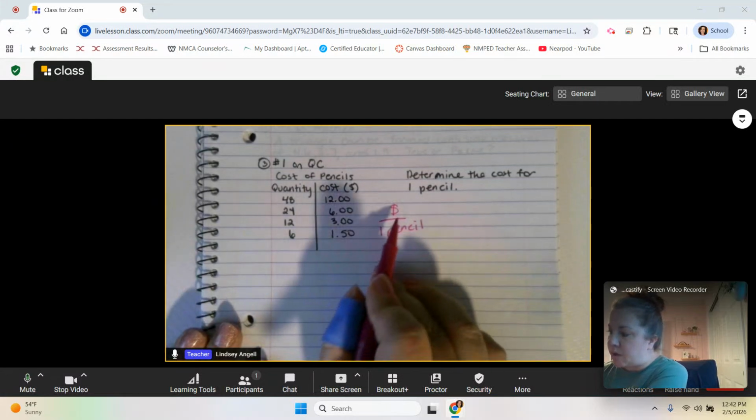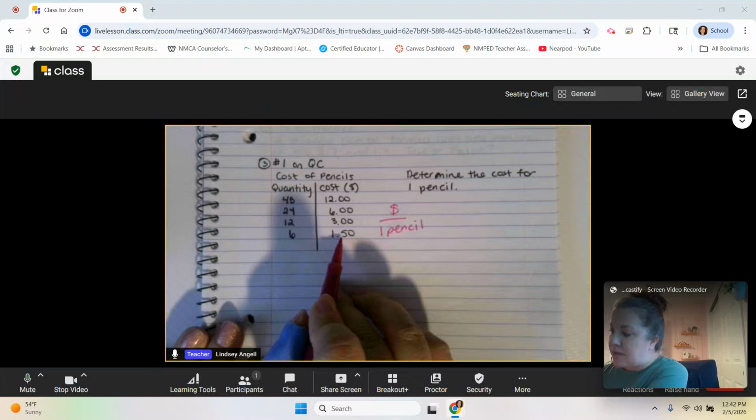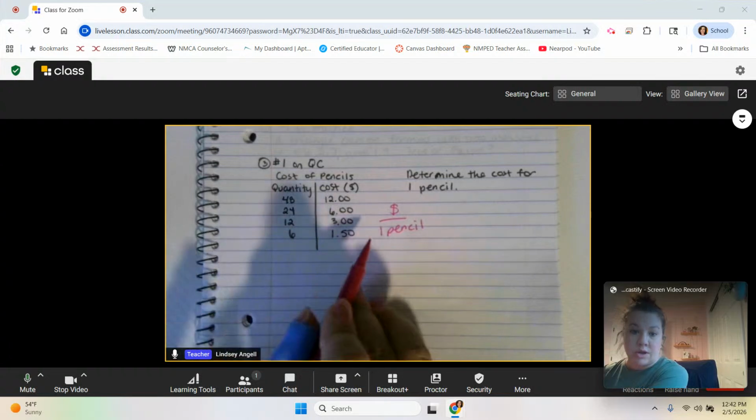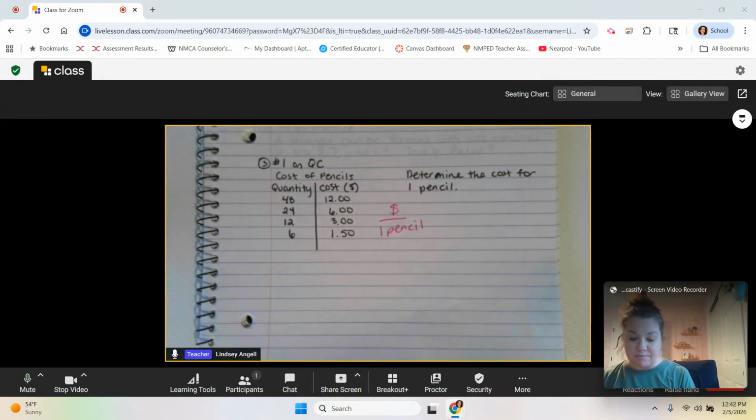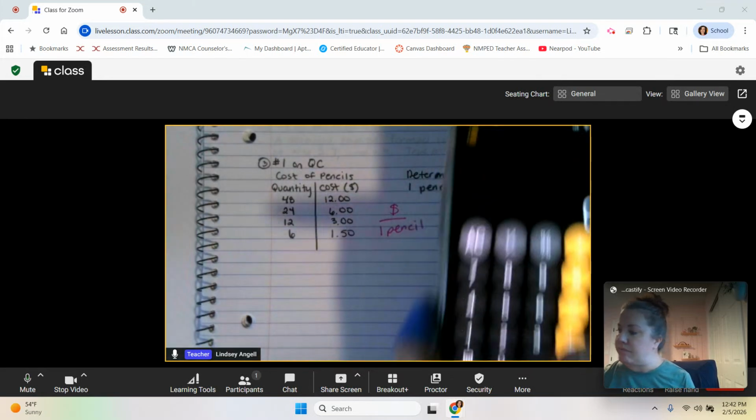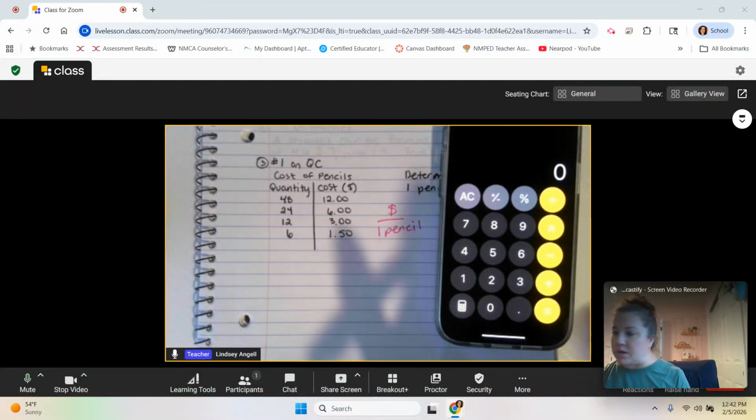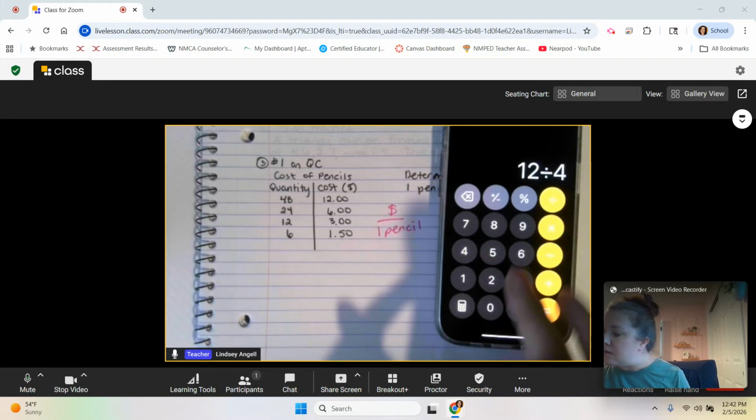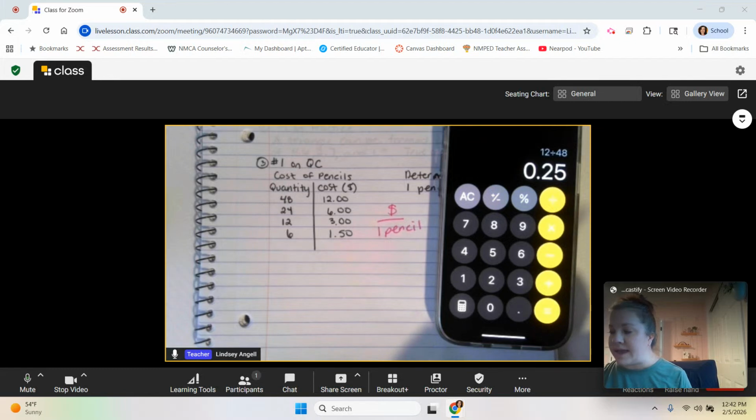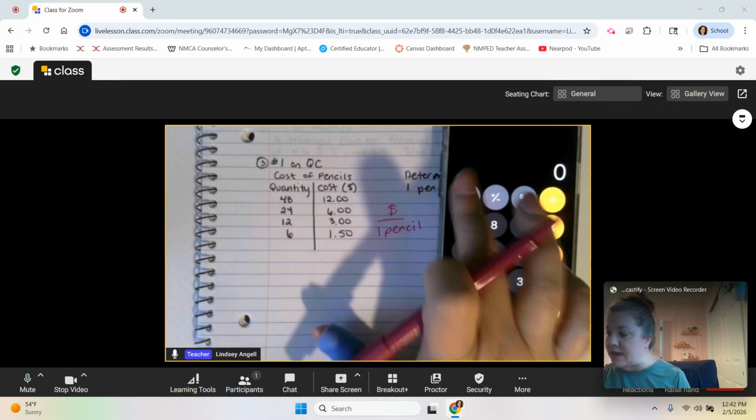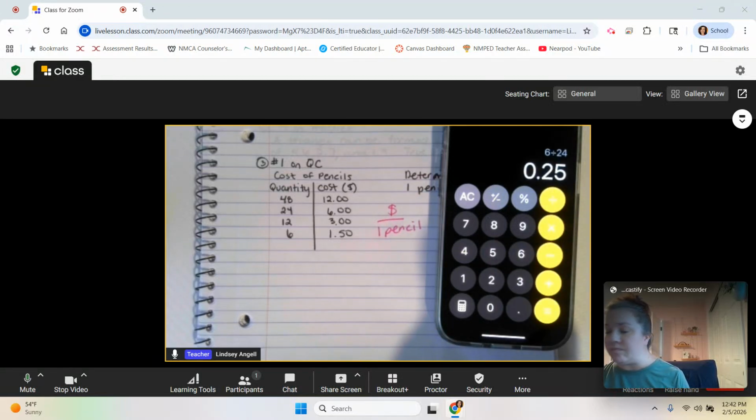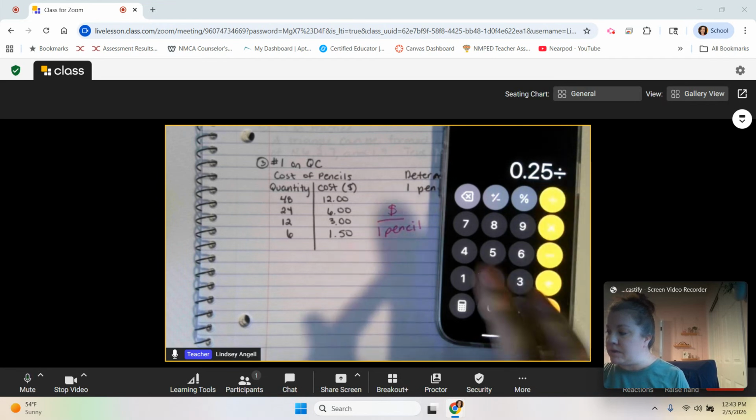That's what we're looking for. So what I can do is take these dollar amounts and divide by the quantity, the number of pencils it's buying me, and I can figure out how much one pencil is going to cost. We can do that with any one of those numbers. We could take 12 and divide it by 48. That gets us 25 cents. Let's check the other ones. $6 divided by 24, there's 25 cents.